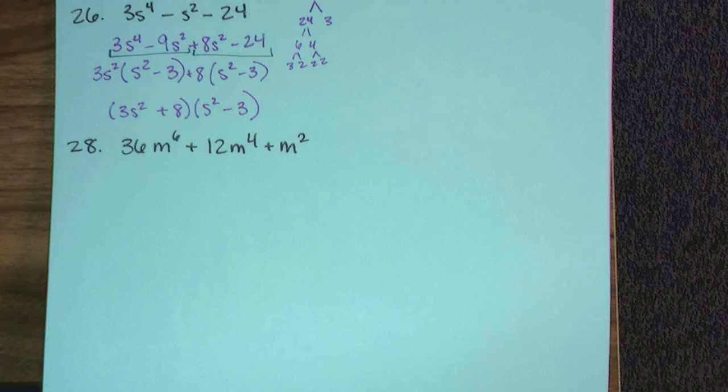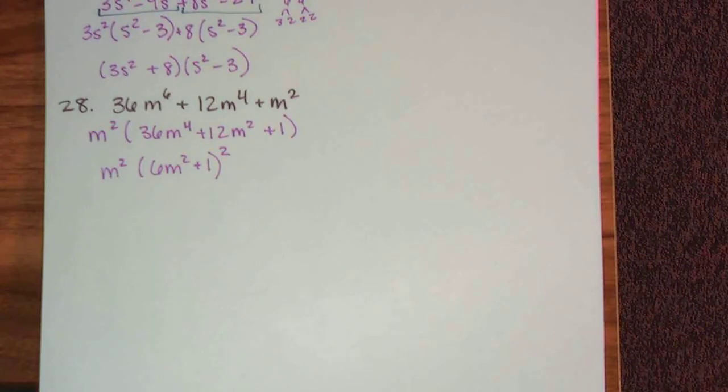Alright, we have an answer? What do we have? Okay, so you needed to take out an m squared first. That gets rid of that stuff and gets it down to something that we can factor. It's a perfect square trinomial, so that gives you 6m squared plus 1, all of that squared.